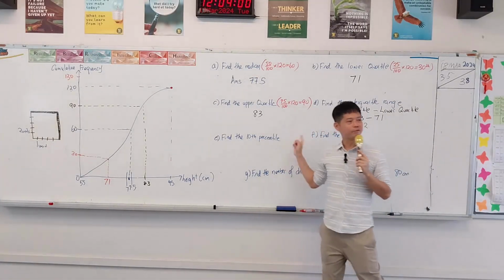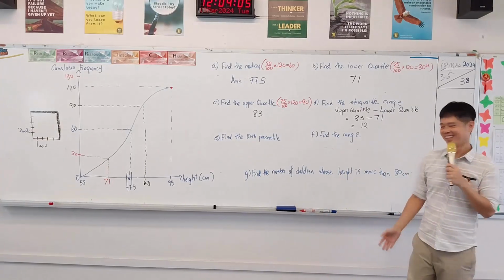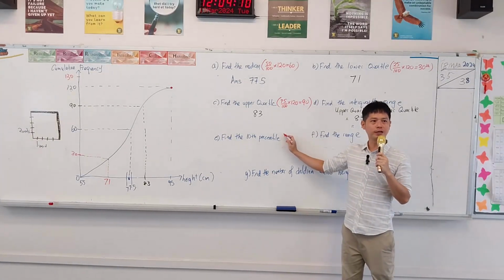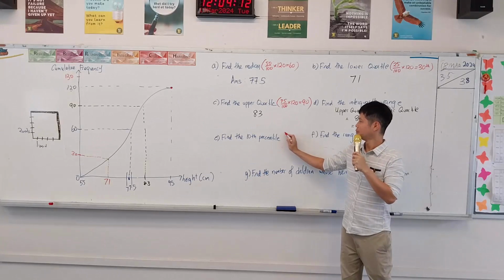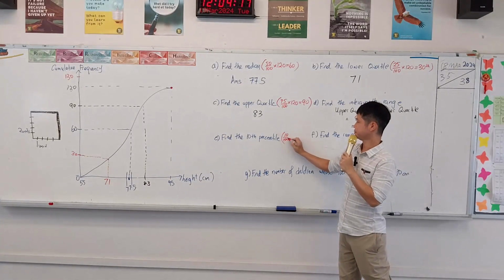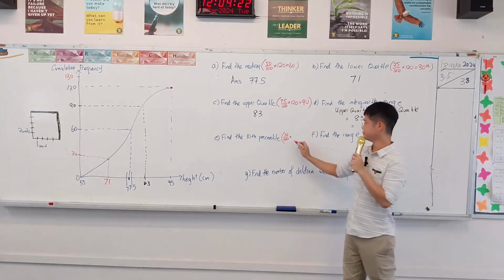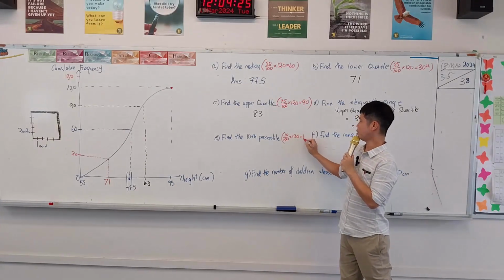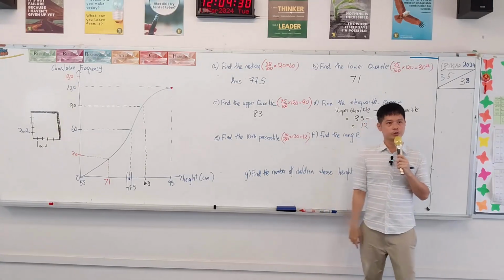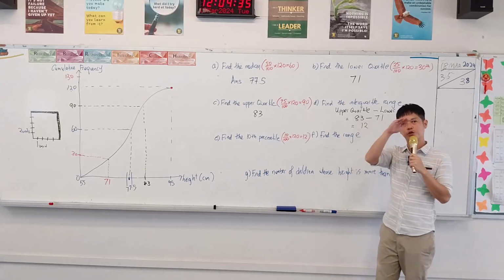Next one, common sense again. Find the 10th percentile. 10th percentile, you guess is how many percent? 10%. So what do you think I'll ask you to do? Put a bracket, no marks, but you must find 10% of the total number of children, which is 12. 12 gets marks or not? No mark. So at the 12 children, what is the height?